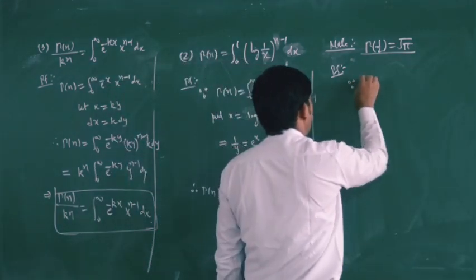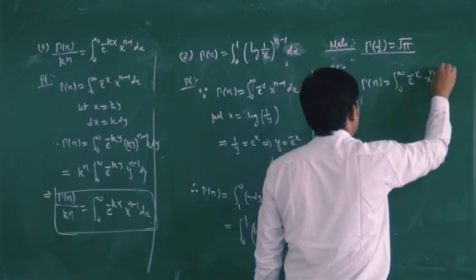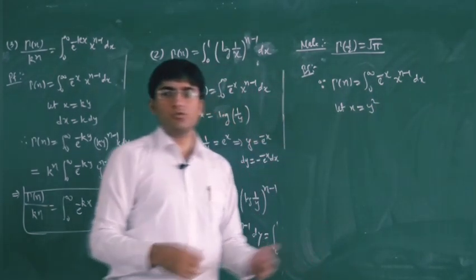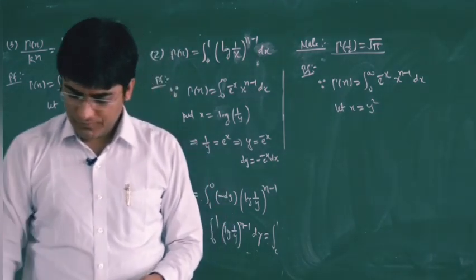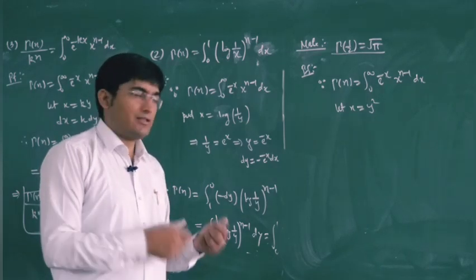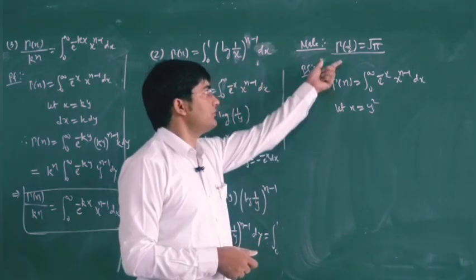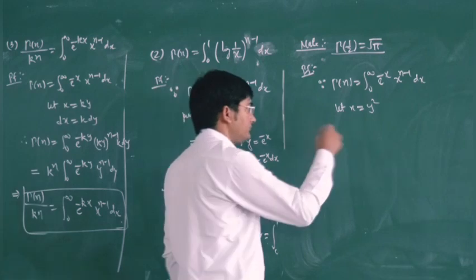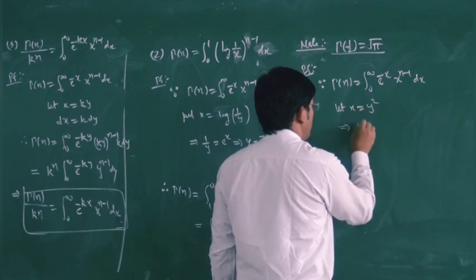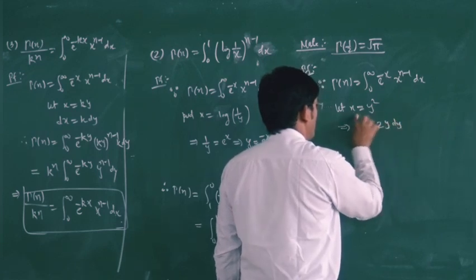Because we have the definition of gamma n as integral 0 to infinity e power minus x into x power n minus 1 into dx. So let us put x equal to y square. Then we will take the help of multiple integrals, that means the change of order of integration, and with the help of that we can get the value of gamma half as root pi. If x is y square, then dx equals 2y dy.